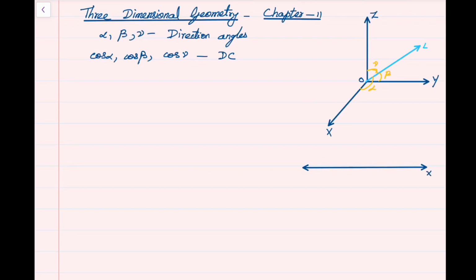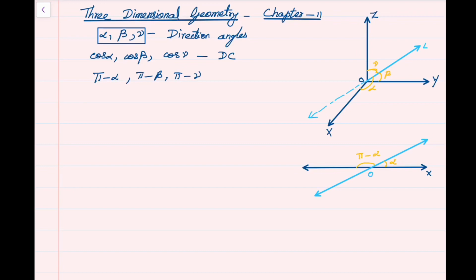Let this be x-axis and let us consider a line passing through the origin which makes angle alpha with the positive direction of x-axis, say. Then with the negative direction of x-axis, it makes an angle pi minus alpha. Now let us extend this line. Line can be extended in both the directions. We have two sets of direction angles. One set is alpha, beta, gamma. The other one is pi minus alpha, pi minus beta and pi minus gamma.